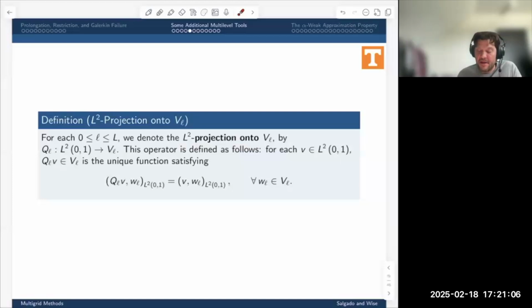In any case, this L2 projection is going to be central to our ultimate goal of proving this alpha weak approximation property. So we're going to need this L2 projection and show that it has certain nice properties. But we're going to stop there for now, and I'll take any questions you guys have.